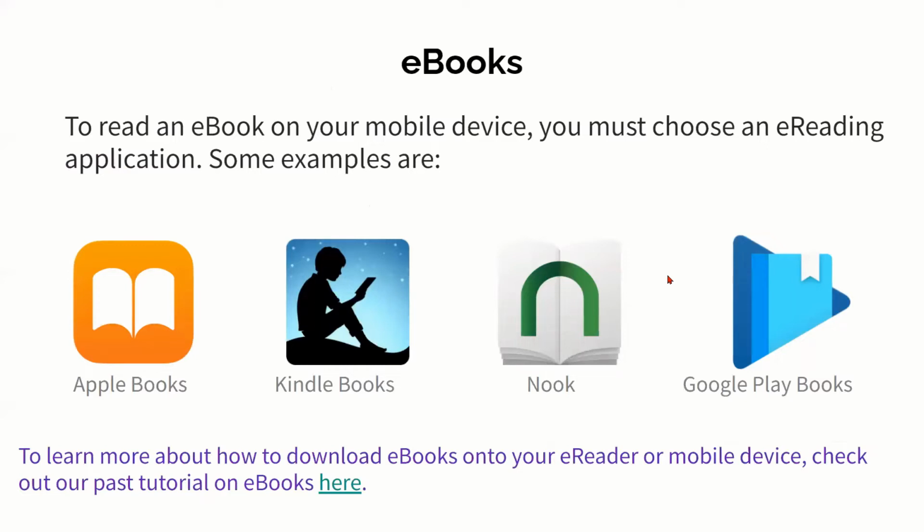Ebooks. To read an ebook on your mobile device, you must choose an e-reading application. Some examples are Apple Books, Kindle Books, Nook, and Google Play Books. To learn more about how to download ebooks onto your e-reader or mobile device, you can check out our past tutorial on ebooks, and you'll be able to check the link once you receive a copy of the presentation.